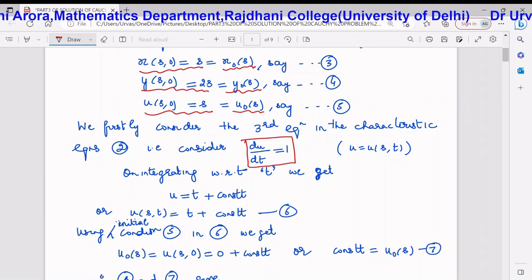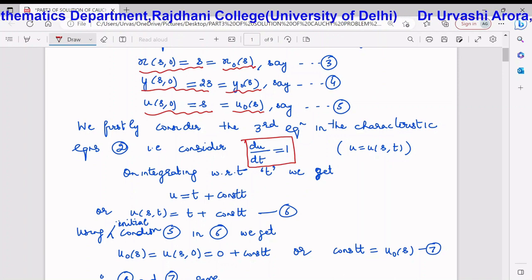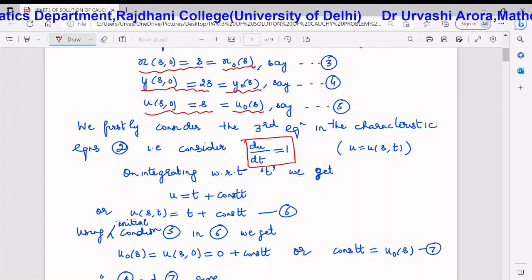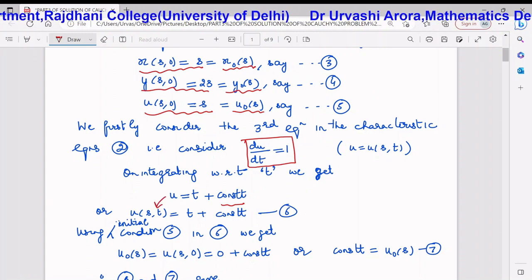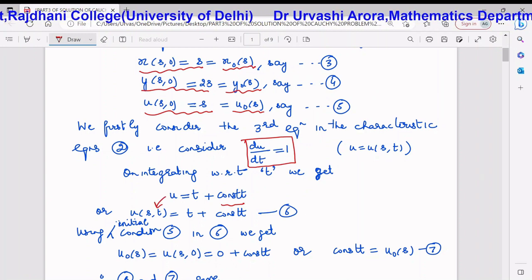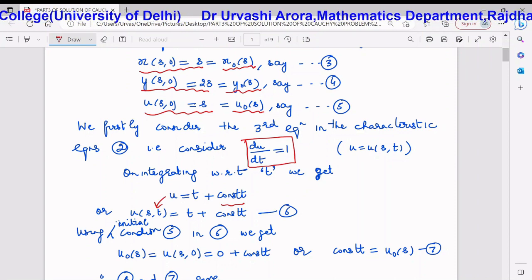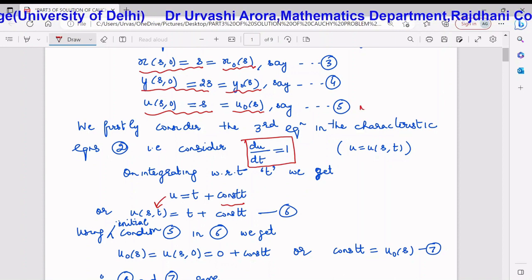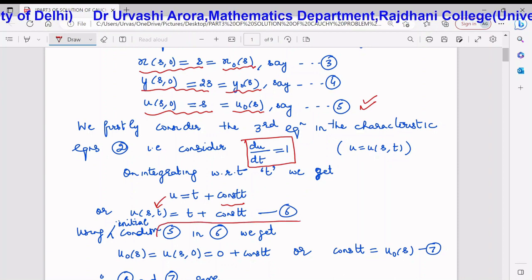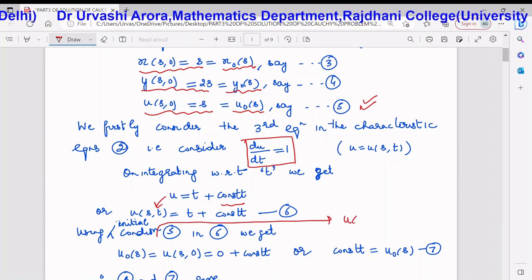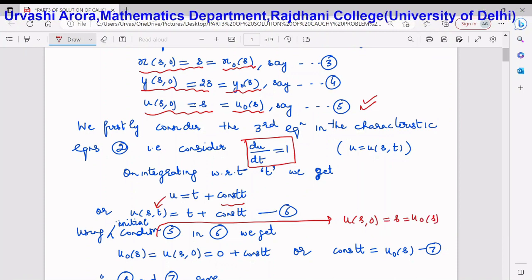On integrating with respect to t, on the left hand side we get u, and u is equal to t plus a constant of integration. Writing u explicitly as a function of s and t, u(s,t) is equal to t plus constant. I mark this as 6. I use the initial condition 5, which was u(s,0) is equal to s, that is u naught s.